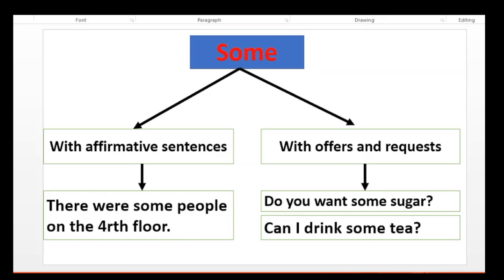Also, some is used with offers and requests. Offer, for example, do you want some sugar? I'm offering to give somebody some sugar, a spoonful of sugar, something like that. And request, can I drink some tea? So this is a request.